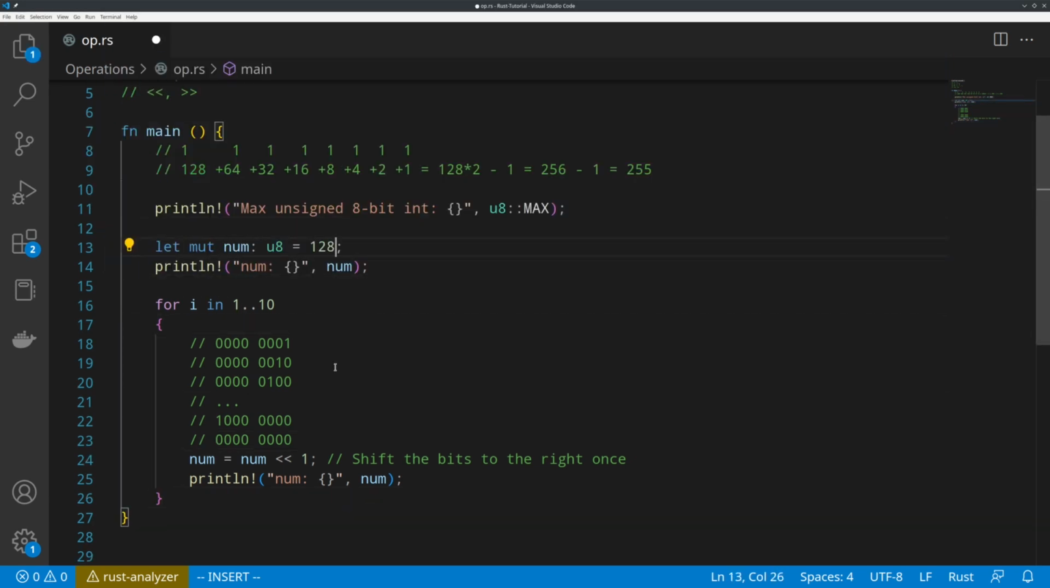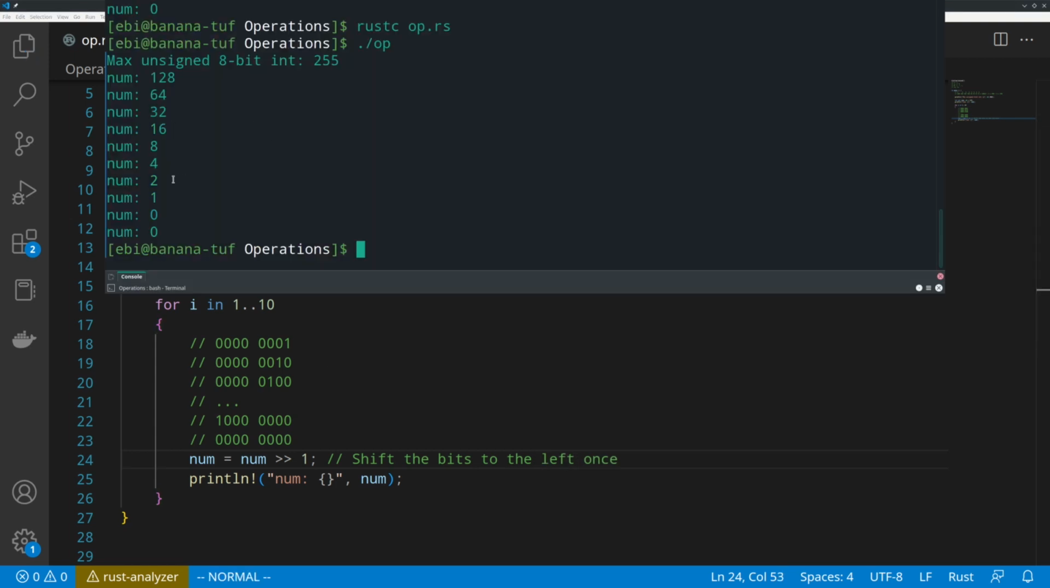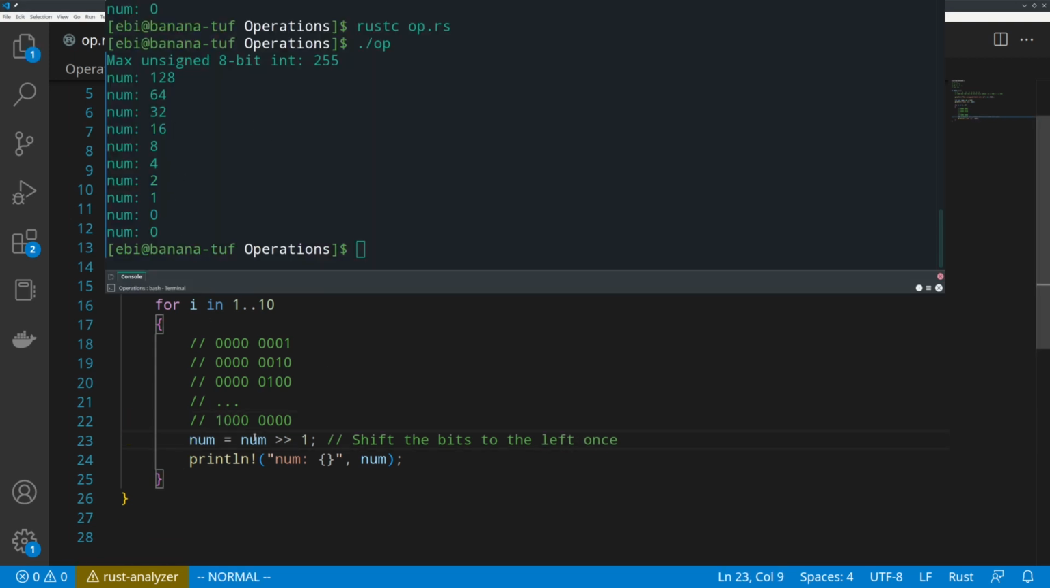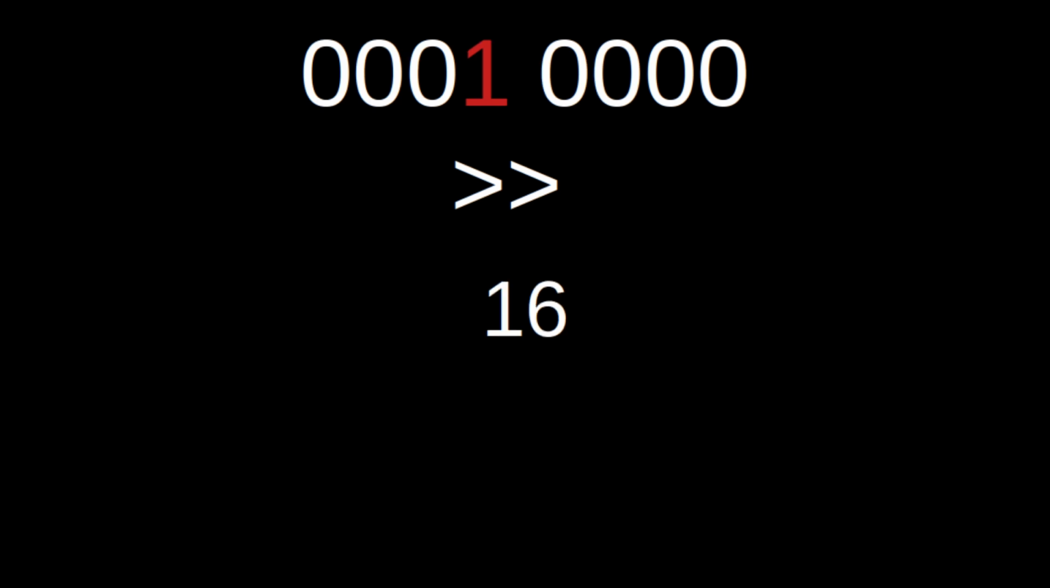So let's start with 128 and shift left. Here we can see it halves with each iteration until the 1 moves off. When we shift all zeros, we still end up with all zeros. This is all for the operations lesson.